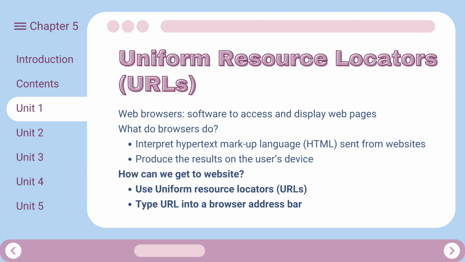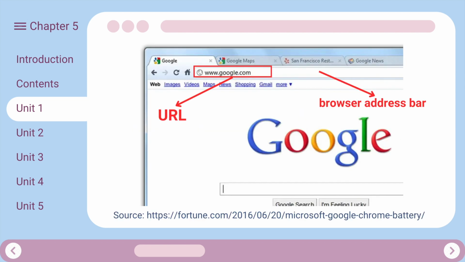So, how can we get to the websites I showed before? We simply need to use URLs, an abbreviation of Uniform Resource Locators. We will just need to type a URL into a browser address bar. Let's see an example. This is a browser, and we have the browser address bar here. We just need to type in a URL like www.google.com, and we will get to this Google homepage.